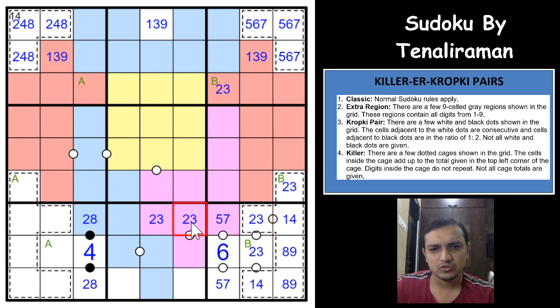Okay, so I get something here, that is whatever you have here is already here, which means that that digit in the pink region can only be in one of these two cells, right? So which means that one of that digit is here, right? That digit and one of these two digits is same, right? Which means that you have a 2 3 pair in this row.